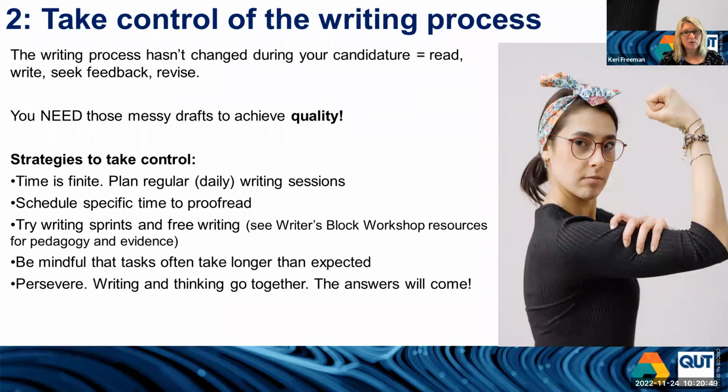So taking control of the writing process. What I'm saying here is that nothing's changed. You still need to read, write, seek feedback and revise. That process is always the same. You still need those messy drafts to get the quality we need. So again, taking control, plan regular writing sessions, plan specific time to proofread. Proofreading and writing aren't the same thing. We need to separate them out. Try writing sprints, free writing.